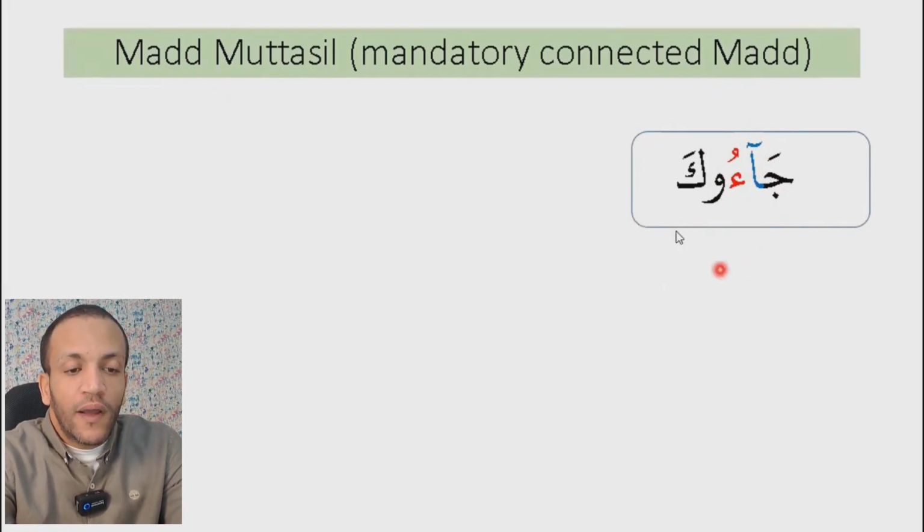So by reading here, you come to this letter, you must apply mad muttasil, and you must prolong the prolongation here, a duration of 4 harakat. You must apply this mad. So by reading, you will say جاءوك.